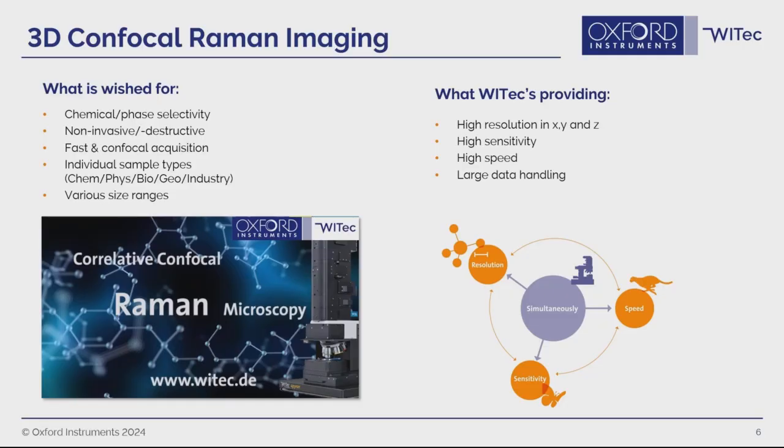So what is VTech providing to achieve these goals, to fulfill this wish list? So of course we need a high resolution in X, Y, and Z. We need a high sensitivity, a high speed, and of course to handle this data, which are pretty large, we need large data handling. So to fulfill all this, we need a trinity between resolution, speed, and sensitivity. Of course, all these 3 points should be carried out simultaneously.